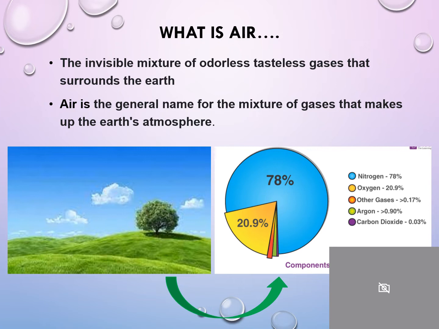Nitrogen is 78 percent and oxygen is nearly 21 percent, other gases are 0.17 percent, argon is 0.90 percent, and carbon dioxide is at a very minimum level, about 0.03 percent. These are all the components present in the atmospheric air.